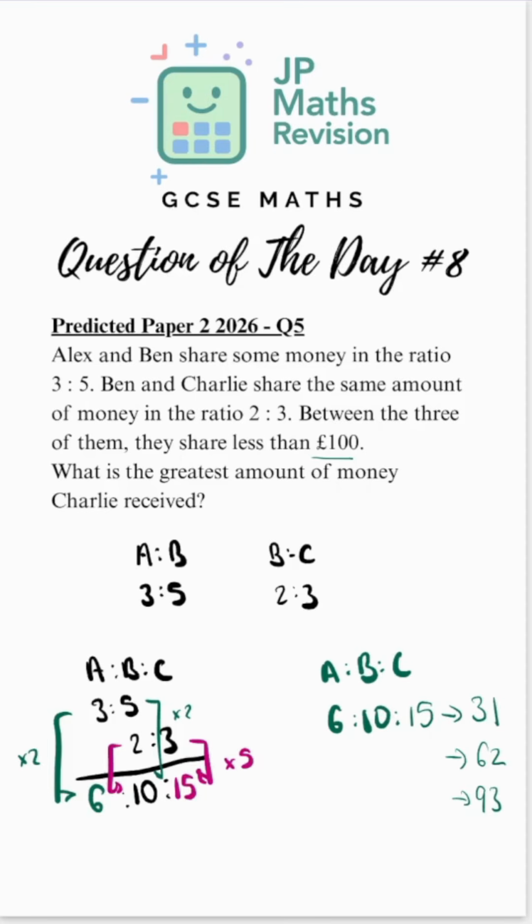So I'm going to stop here and I'm going to multiply all the parts of the ratio by 3, because 31 times 3 is 93. So 6 times 3 is 18, 10 times 3 is 30, and 15 times 3 is 45. So therefore we have the greatest amount of money Charlie received is going to be £45, and the answer to this question is £45.